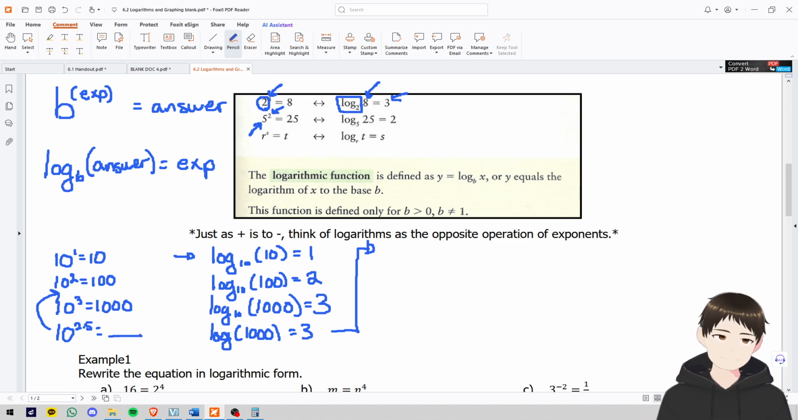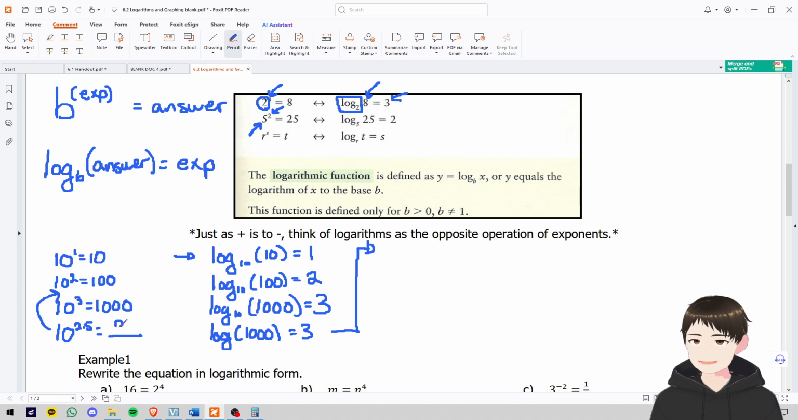And in fact, 10 to the power of 2.5 is about 316.227766, and so on and so forth. But what if I did this? What if I didn't know what that was?